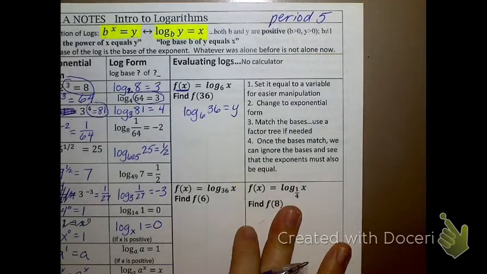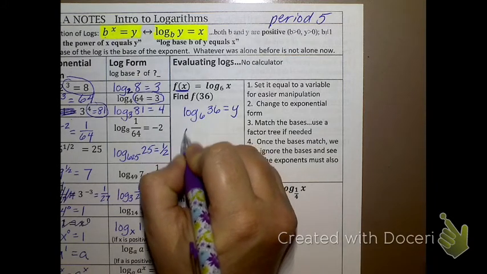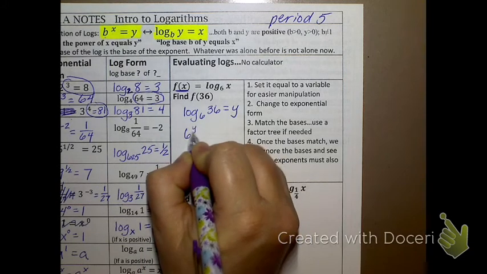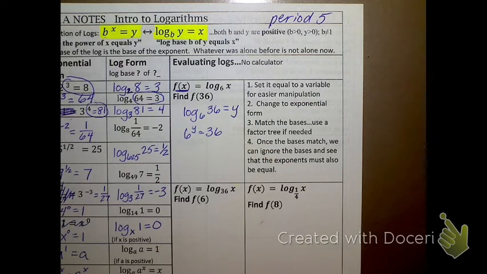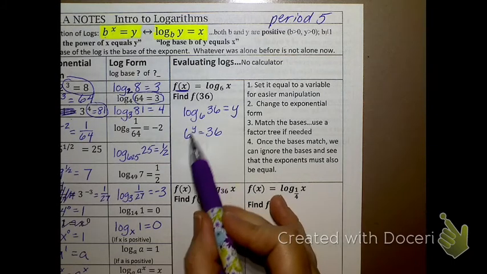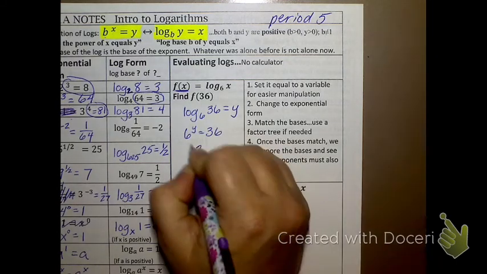Okay? Now, I don't really know what to do with that. If you try and go to your calculator, it's not going to be any help. So I'm going to try and go to exponential form. What would this be in exponential form? The base would be 6 to the what power equals 36? So what is this question really asking me? What is the exponent that I have to put on a 6 in order to get a 36 as my answer? 2. That exponent has to be a 2. So my answer here is 2.